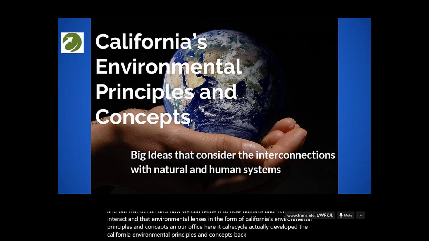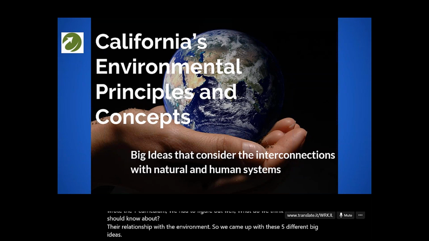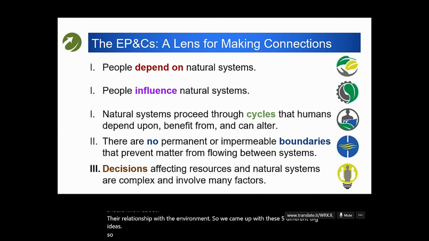So before we wrote the EEI curriculum, we had to figure out, well, what do we think students should know about their relationship with the environment? So we came up with these 5 different big ideas. So let's take a look at them.